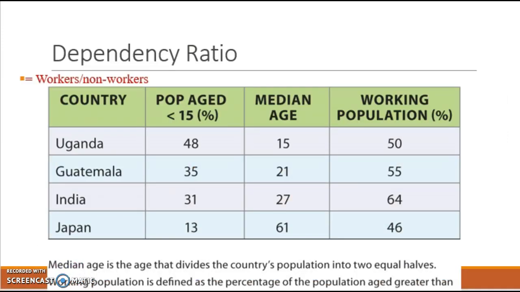This graphic from the reading shows us the dependency ratio in a number of different countries. And this may be a little easier for some of you to digest than what's seen on the demographic transition model, where Japan only has 13% of its population under 15 years of age. The median age of Japan is 61, over double that of India.